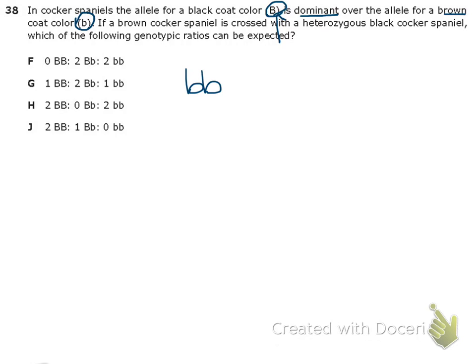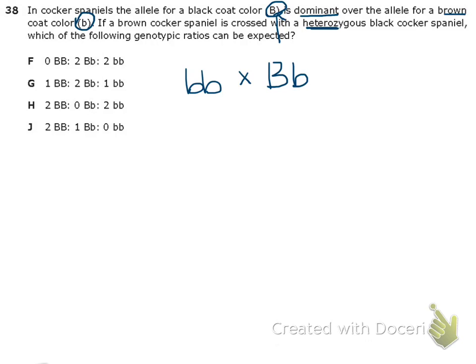So then it says if a brown Cocker Spaniel is crossed with a heterozygous black Cocker Spaniel. Hetero means different. So heterozygous means that they have different genes. Different genes in this question means that they would have one gene that is for black fur and one gene that is for brown fur. So heterozygous means that your two genes, the one that you got from your mom and the one you got from your dad, are different.